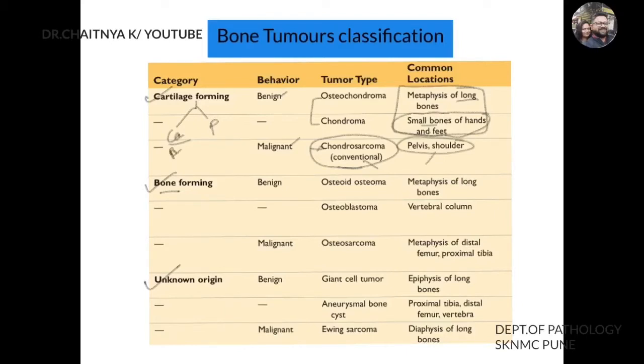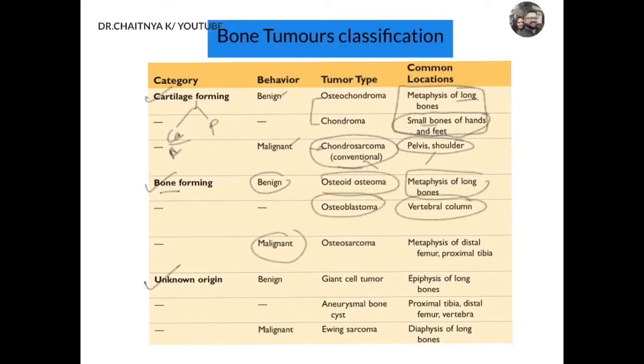In case of the bone forming tumors, there are benign and malignant ones. In the benign tumors, both long bones and the vertebral column can be involved, that is osteoma and osteoblastoma. Then the next one is the malignant, again in the long bone. The last one is of unknown origin, whether it is giant cell tumor of small bones or long bones. Most of the time it is benign when it is in the small bones, and it may be malignant when it is in the long bones.